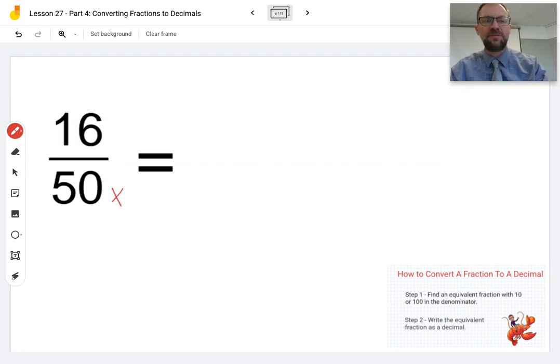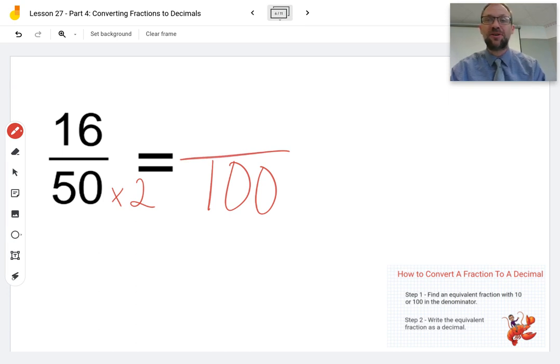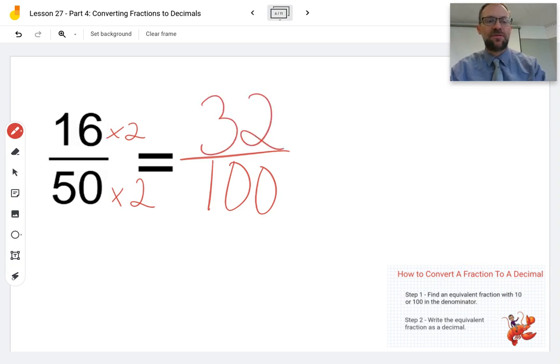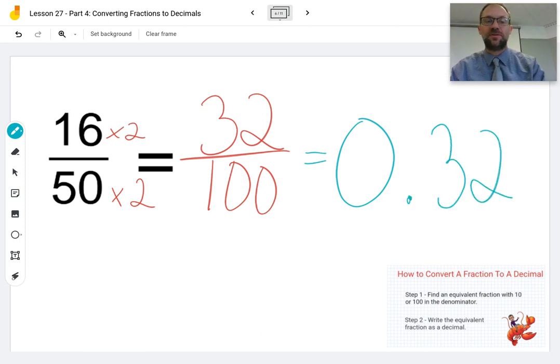So let's multiply 50 times 2, and that'll create our new denominator. It's a base 10 number, 100. Because I multiplied 50 times 2, I have to do the same thing to the numerator. So 16 times 2 is going to get me 32. So now I have 32 hundredths as my equivalent fraction to 16/50ths, and I have a base 10 number in the denominator. All that's left now is to convert, just like we did in the previous lesson. 32 hundredths is equal to 0 and 32 hundredths. You see I have 2 in the hundredths place, and that's how I know I'm correct, 32 hundredths. All right.